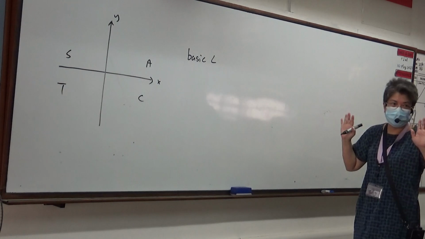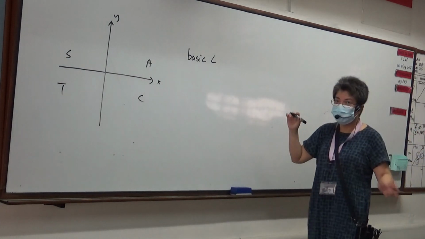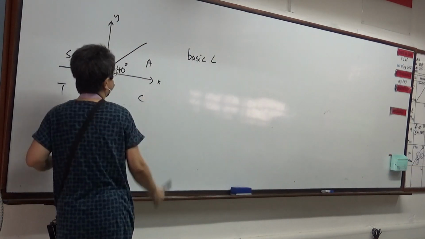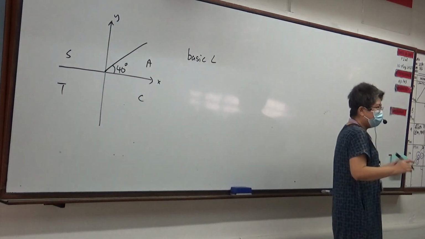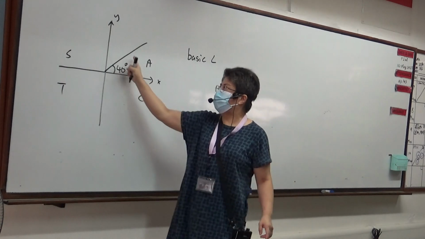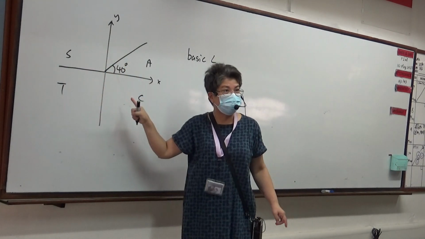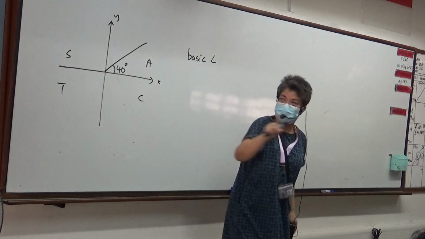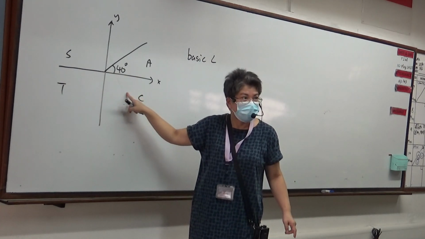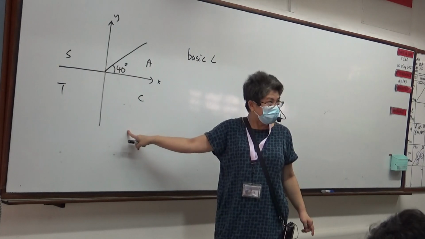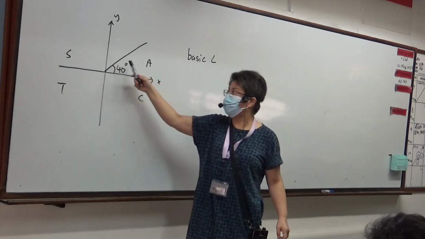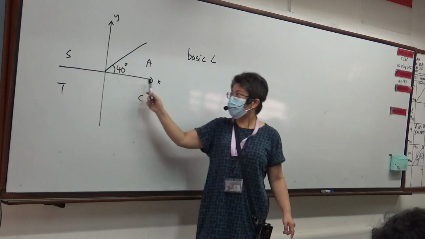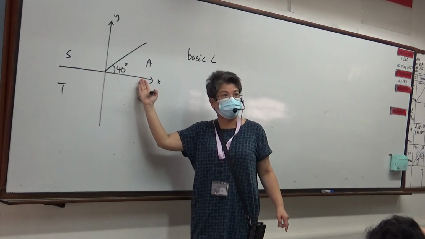Now, I want to make this very clear on the board today, because yesterday I just briefly went through it. Let's change the basic angle. Let's say it's 40 degrees. Now, all angles you measure from here. If it goes in this direction, the angle is positive. If it goes the other direction, the angle is negative. The best I can have is negative 40, it goes the other way. Understand? But it's still in the fourth quadrant. How do we label the quadrants? 1, 2, 3, 4. It goes like that. And all angles are measured with respect to the positive x-axis.